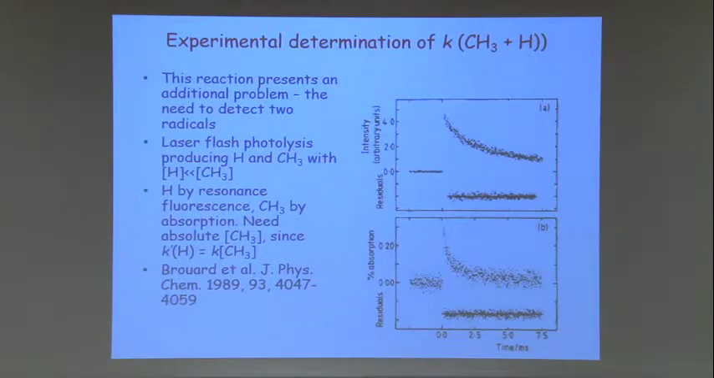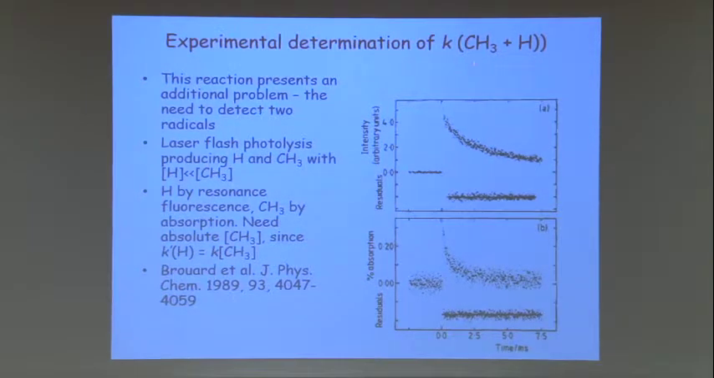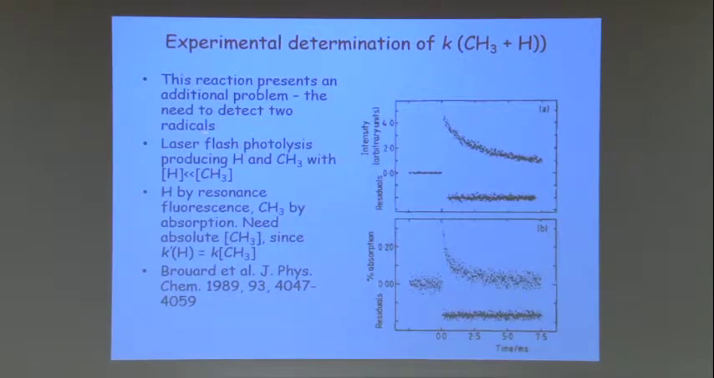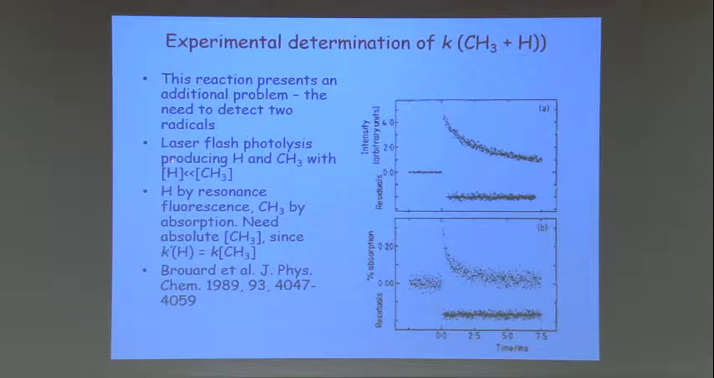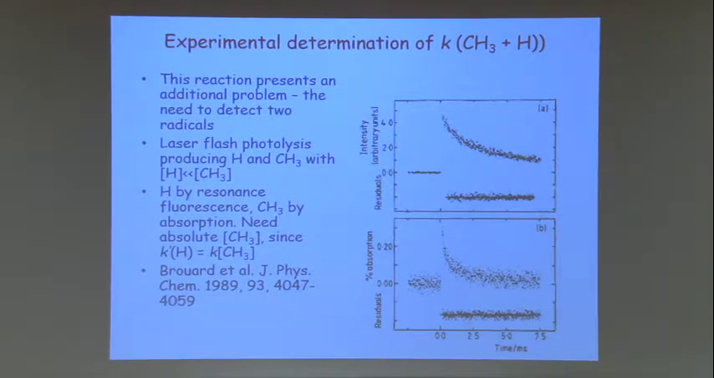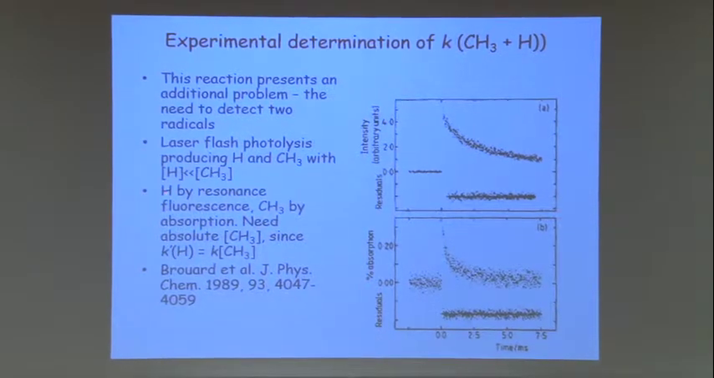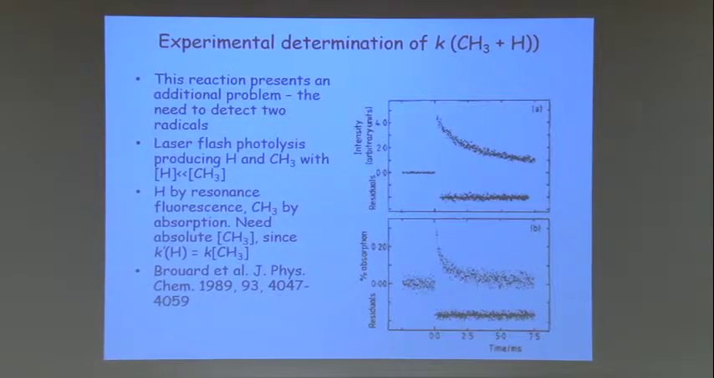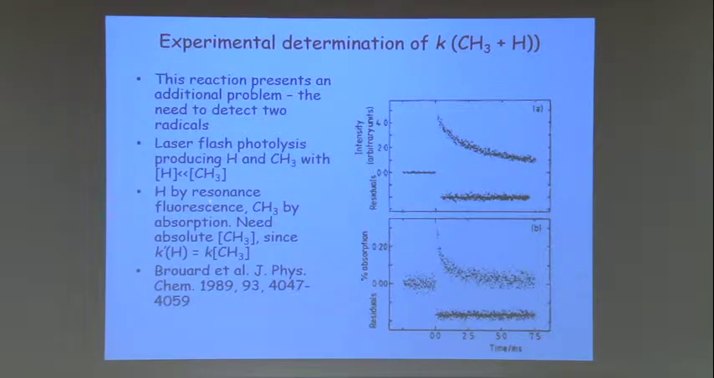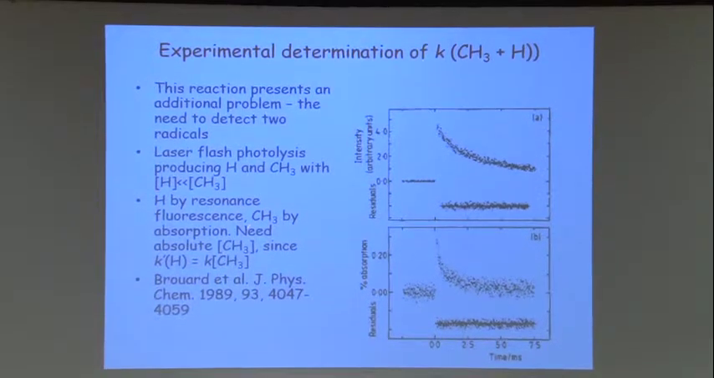Okay, here's another even more complicated reaction to try and determine, the reaction between CH3 and H. So again, a radical-radical reaction, but we've got two different radicals now. So what you do is you use, again, laser flash photolysis to produce the radicals, but you produce much less H than CH3 by adjusting the conditions. So CH3 is there in much larger concentrations than H. You detect H by resonance fluorescence, which is somewhat similar to laser-induced fluorescence, and CH3 by absorption.